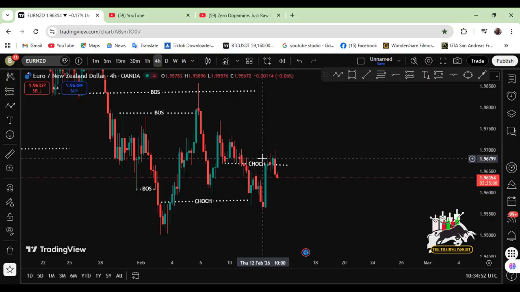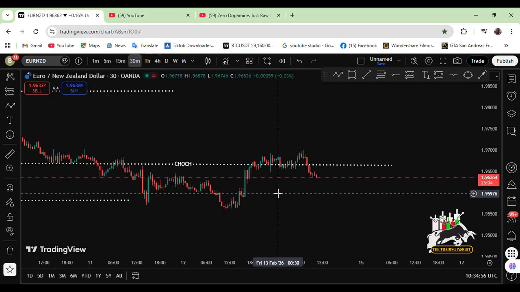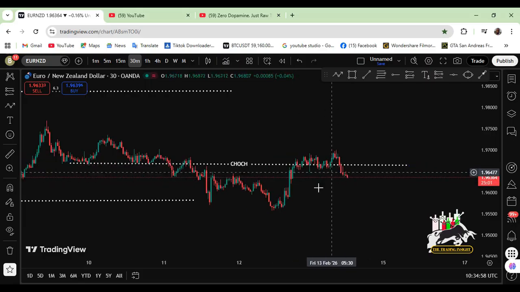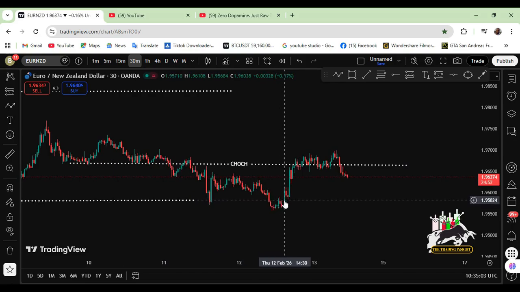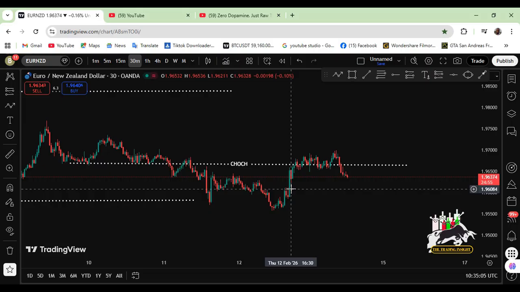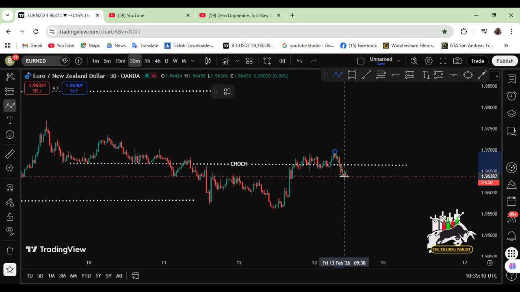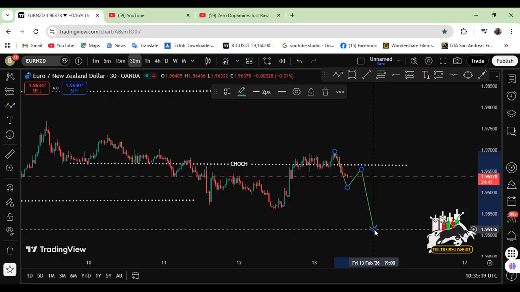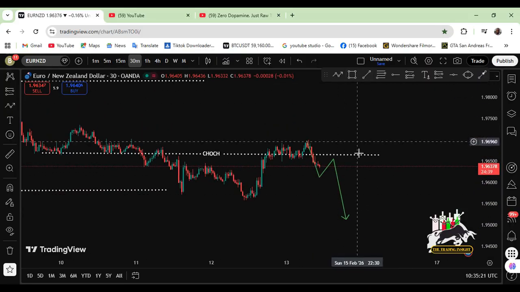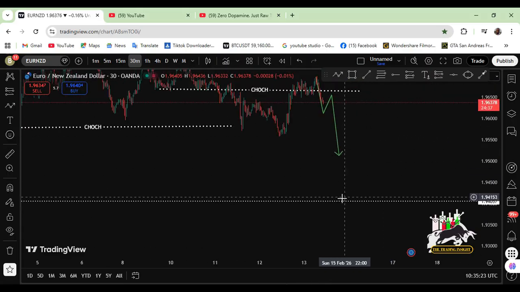See how we broke it down to the very minimum, and we can have more information and understand what is really going on. So here now, this is also a last break of structure and change of character. So price is literally going to come and react to here, and then maybe come back to retest this change of character, and then proceed with a large sell. So if I'm to take my trade, this is my take profit.